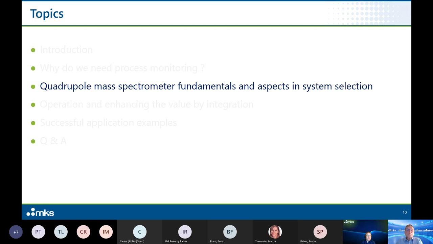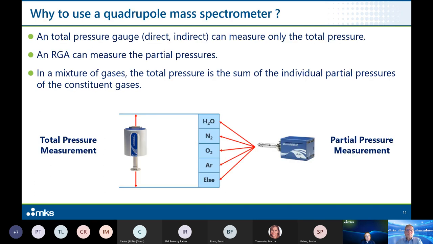Let's go now to some fundamentals about mass spectrometers and aspects in instrument selection. So first, why do we need a quadrupole mass spectrometer? Typically, if you have a vacuum process, you have a total pressure measurement gauge like a Baratron or an ionization manometer that is measuring the pressure in your chamber, which is good in some cases. But in some cases you want to know exactly which gases are having an impact on that pressure, which gases are causing that pressure. And that is exactly what the quadrupole mass spectrometer is doing. That gives you the exact information about the gases which are present in your chamber.